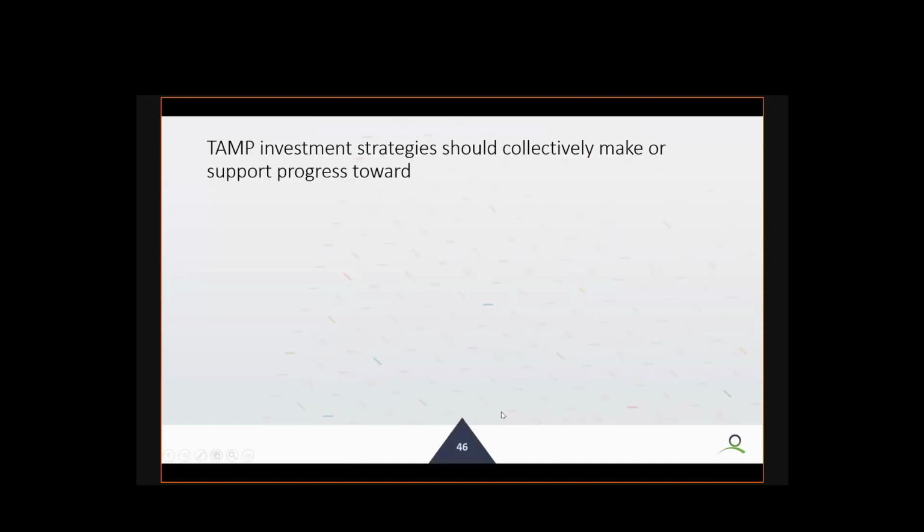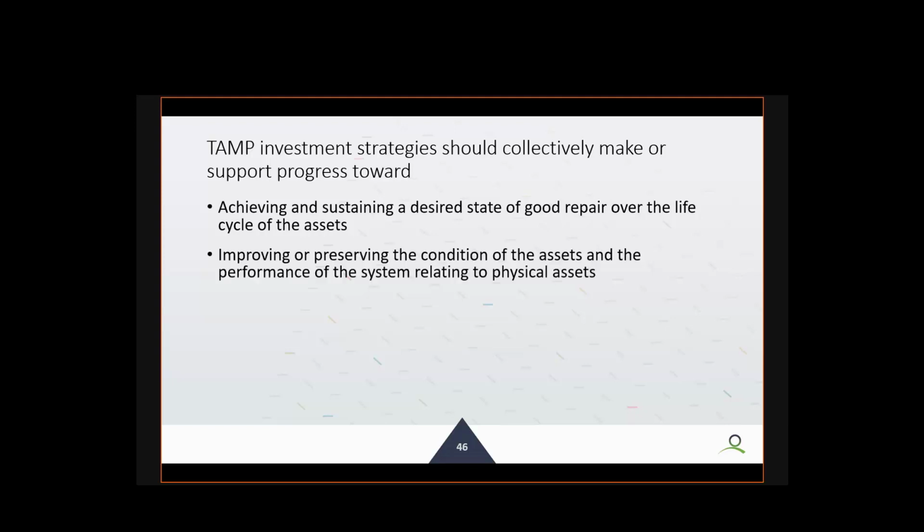All right, next slide. All right, so investment strategies should collectively help you make progress or support you towards achieving and sustaining your desired state of good repair over the life cycle of the asset. That's life cycle planning, right? It's not just getting there, it's getting there and staying there for as long as you can. You want to look to improve and preserve the condition of the assets and the system performance related to the condition of those physical assets.